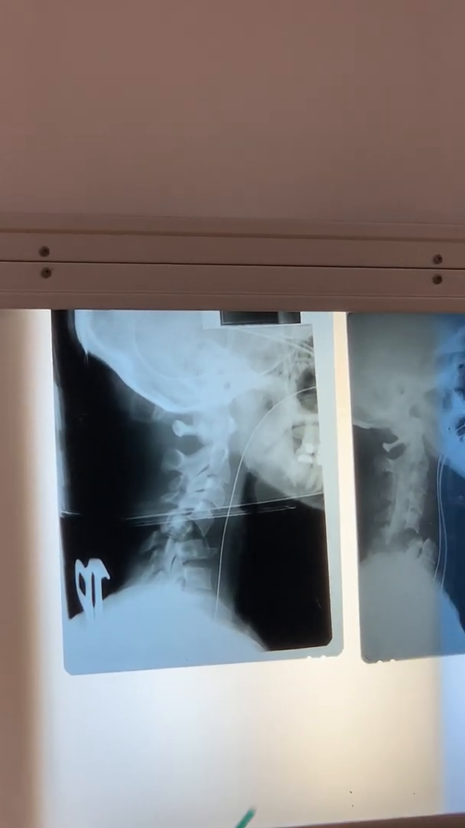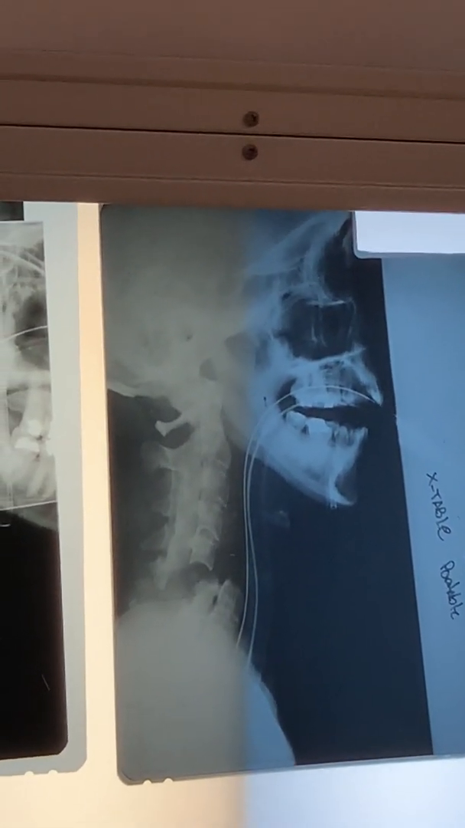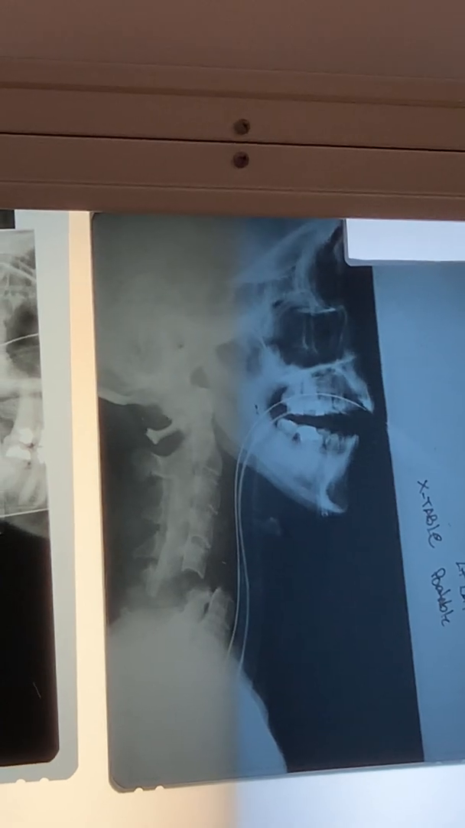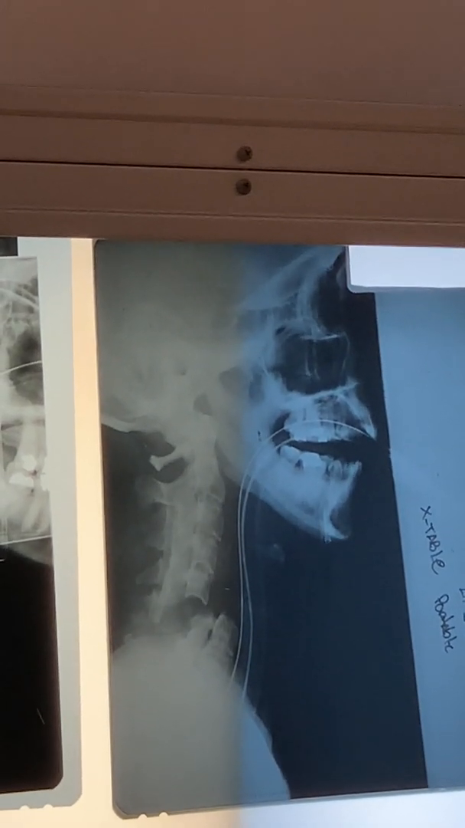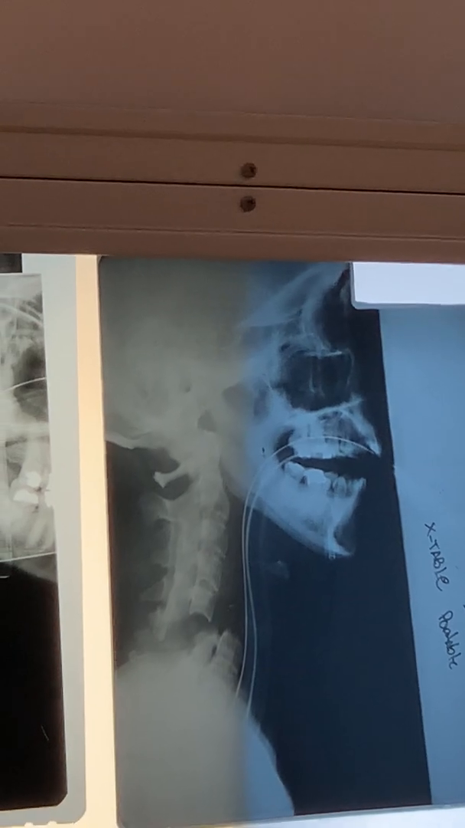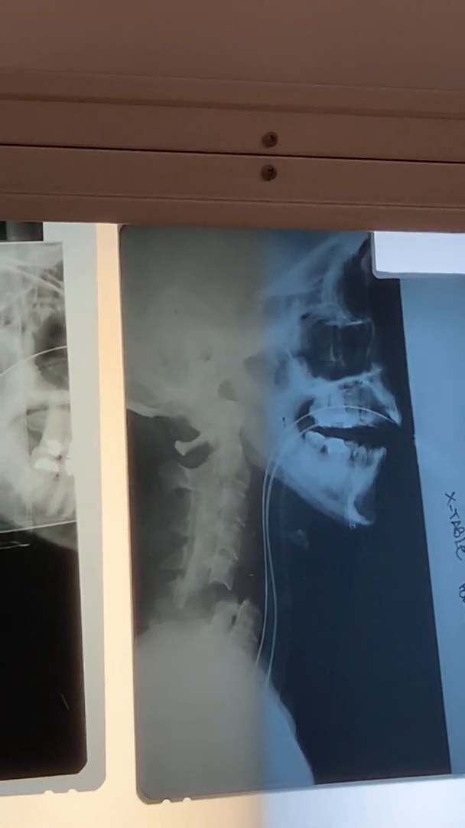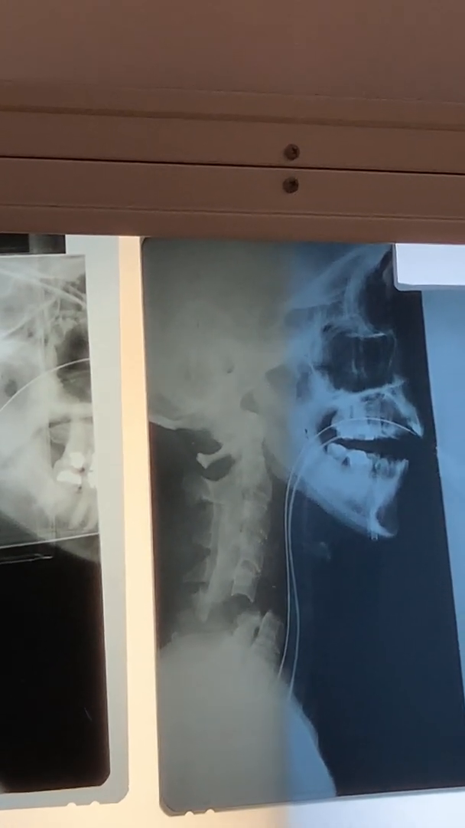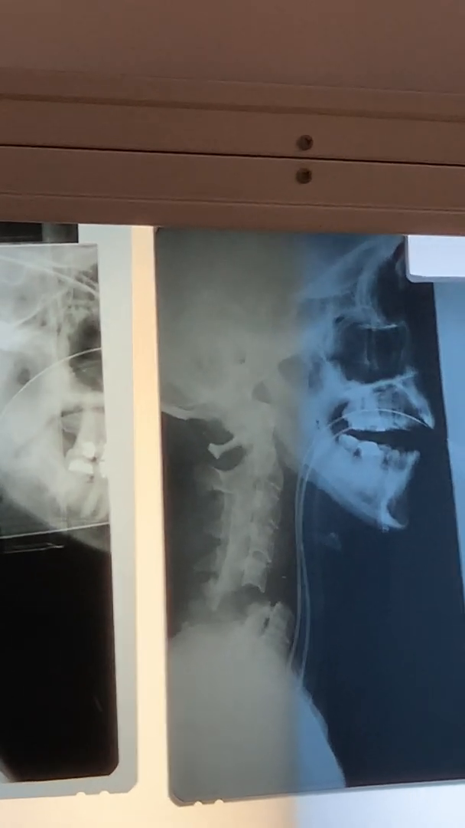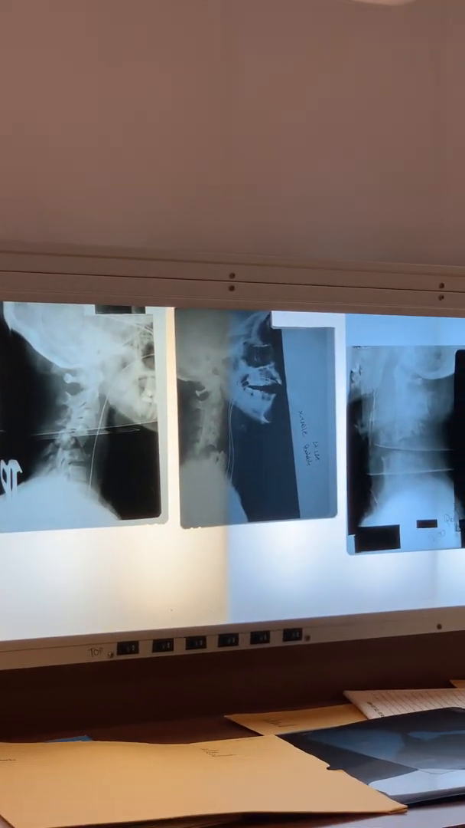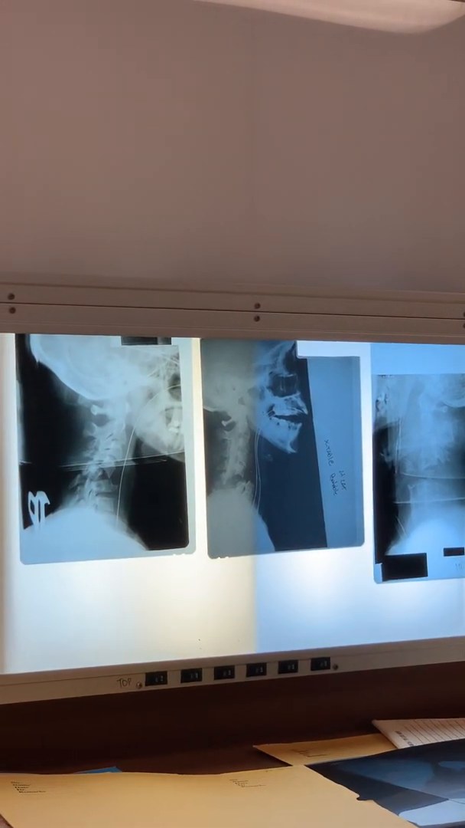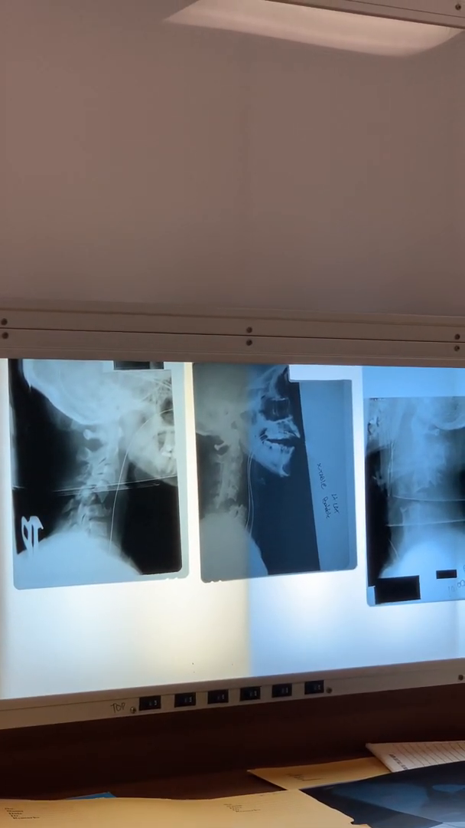This one, what do we call that? Dislocation. That's a dislocation. I don't remember the history with that person, but that's pretty bad. I believe from T1 up, if it's dislocated like that, they're a quadriplegic. And if injury occurs from T1 down, they're a paraplegic. And we don't know the history.